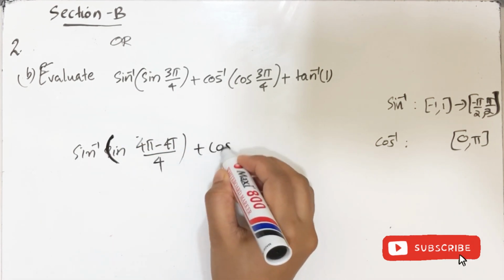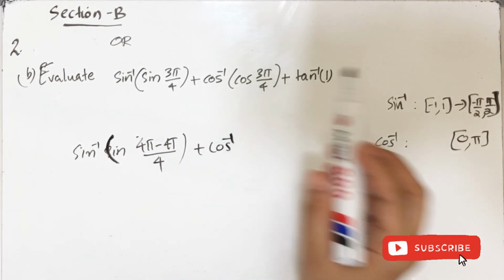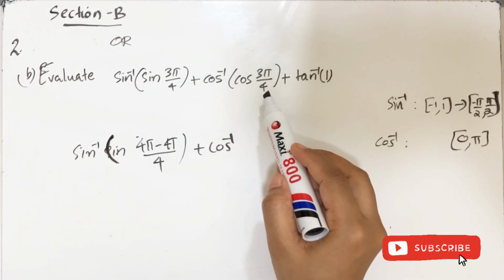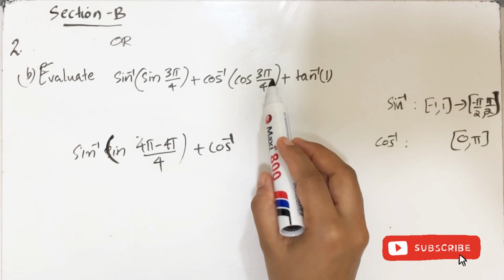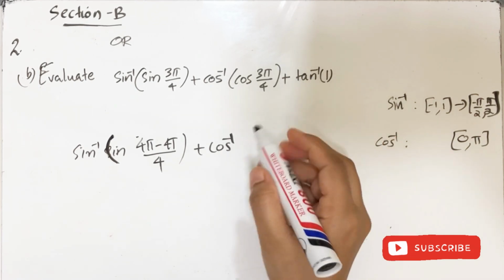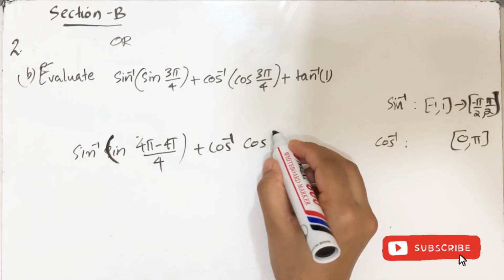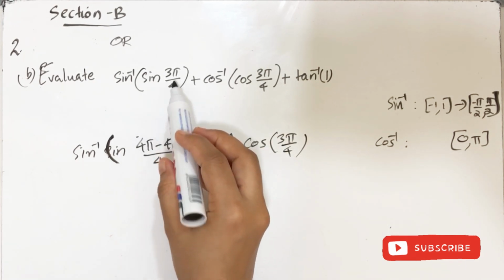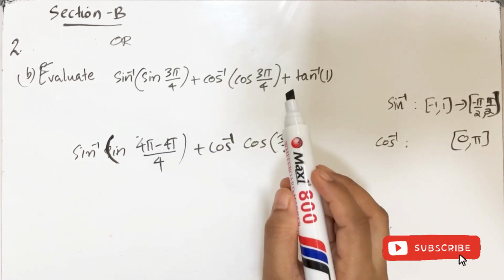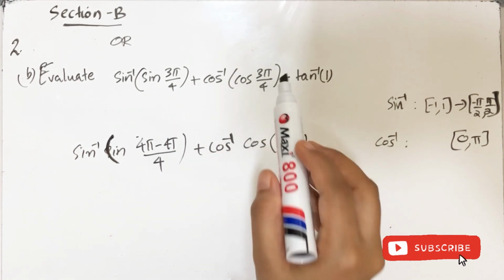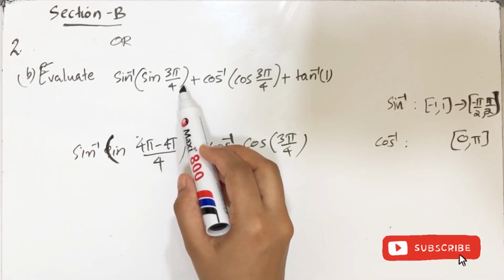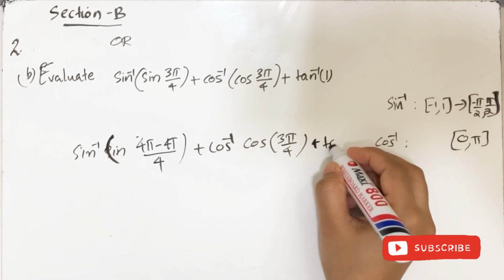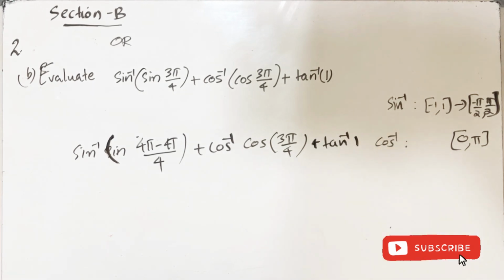Plus cos inverse cos 3 pi by 4. The range is 0 to pi. Pi is 180 degrees. 3 pi by 4 is 135 degrees. So it is in the principal range. So we can write it as itself. Here, you know, sine inverse of sine x is x. Cos inverse of cos x is x. So first we need to convert to the principal value range. Then we can do that. Okay. Then tan inverse of 1.